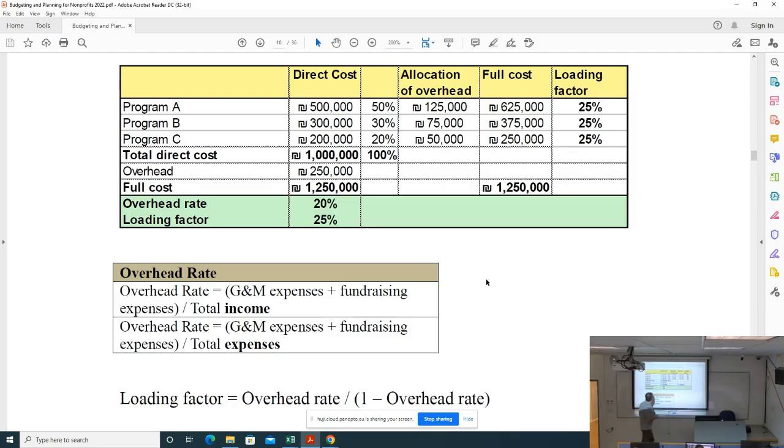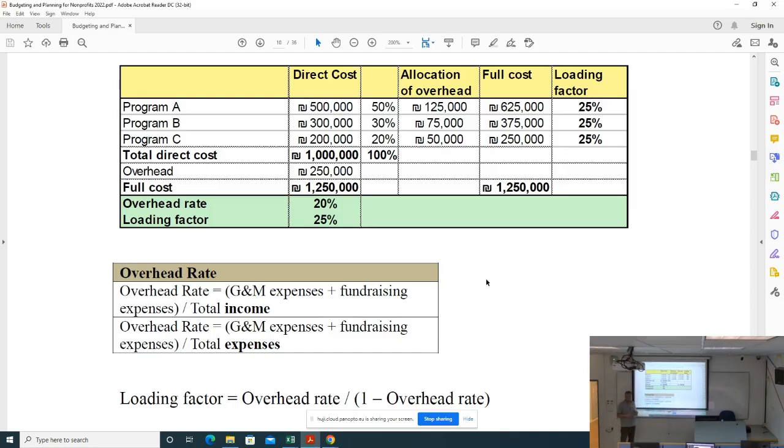So here in our example, we don't have income here. But if we assume that income equals expenses, then the overhead rate will be 250,000 divided by 1,250,000, which is 20%. So this is the overhead rate divided by total income.